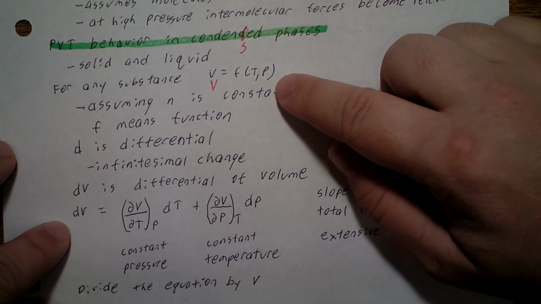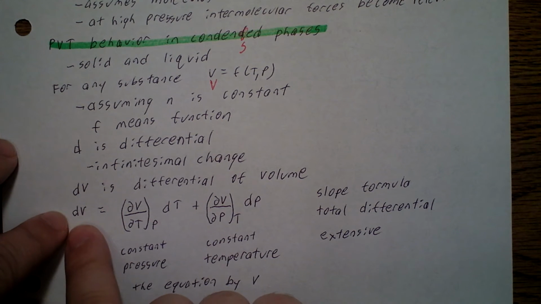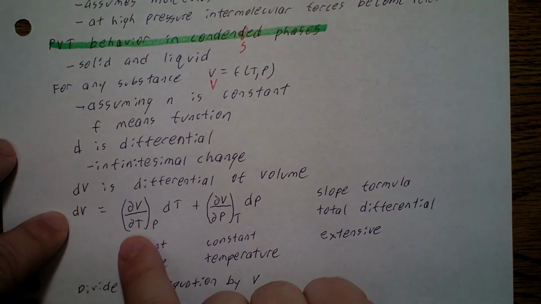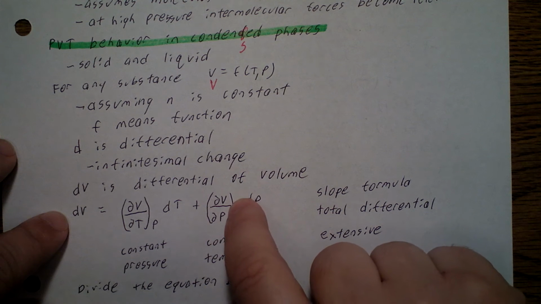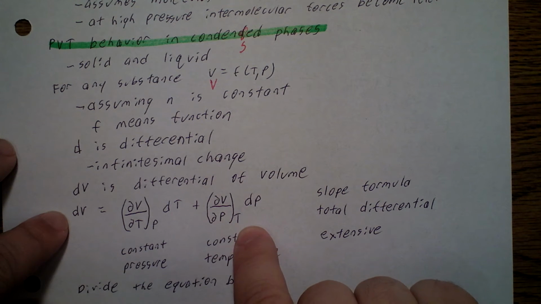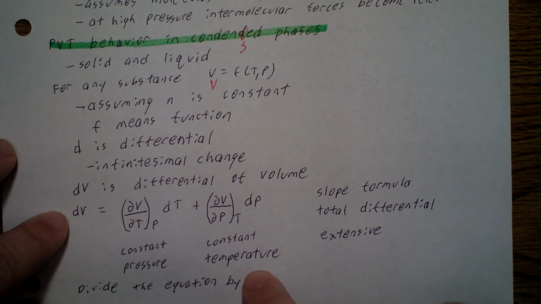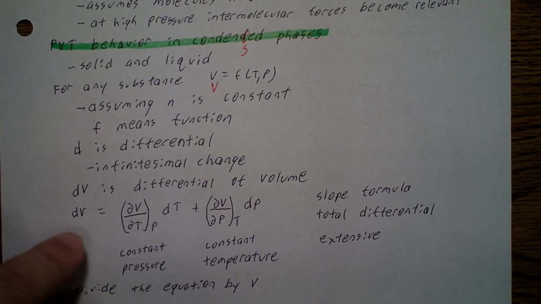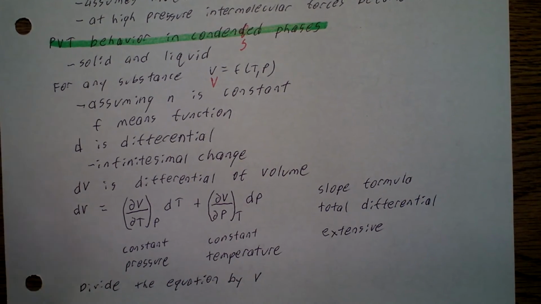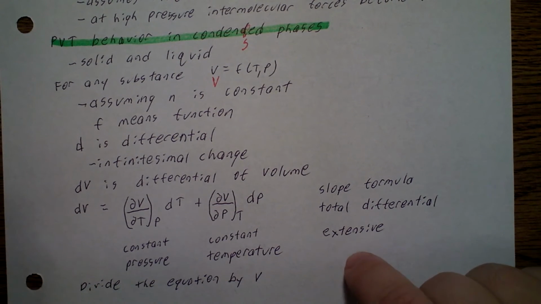Now, since we said that volume is a function of temperature and pressure, we have to write our differential as a function of temperature and pressure. So we're going to say the differential of volume is the partial derivative of volume with respect to temperature holding pressure constant times the differential of temperature, plus the partial derivative of volume with respect to pressure holding temperature constant times the differential of pressure. Remember, this subscript p means constant pressure, and this subscript T means constant temperature. Doing it like this is called the slope formula, and we can do this because this is the total differential of volume. And remember, volume is extensive, so even this differential is still extensive.